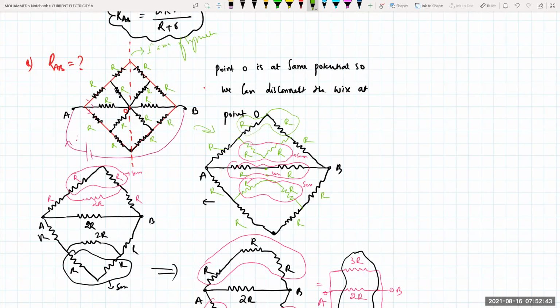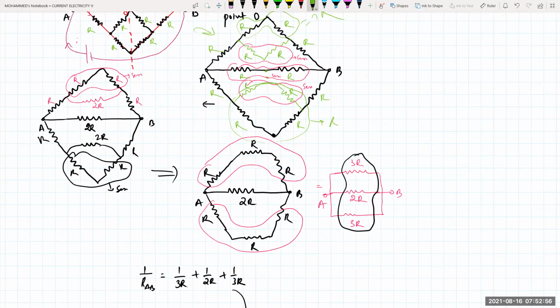So again, this will become how much for me? Capital R. Down also same. R and R, this 2 and this 2. So this total will become how much for me, beta? R. So that's what I have drawn here right now. See here, right? This 2R and this R. So this is 2R and this is 2R.